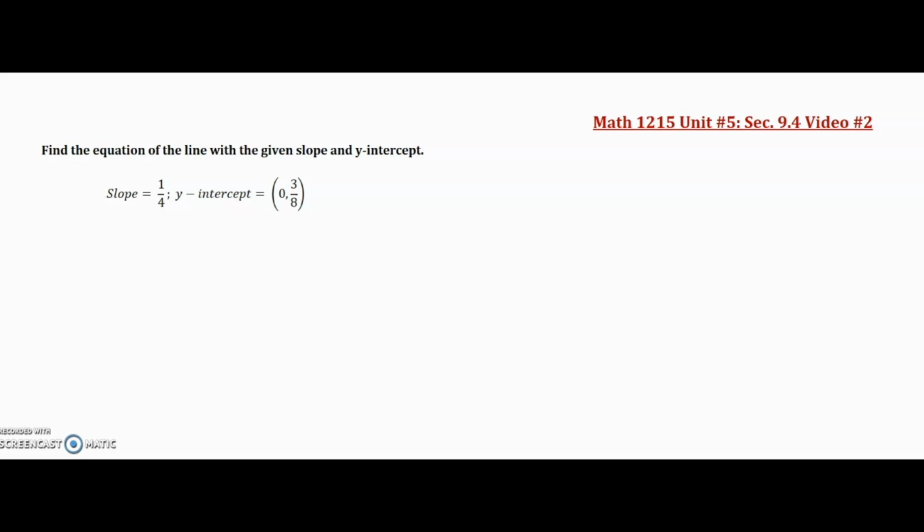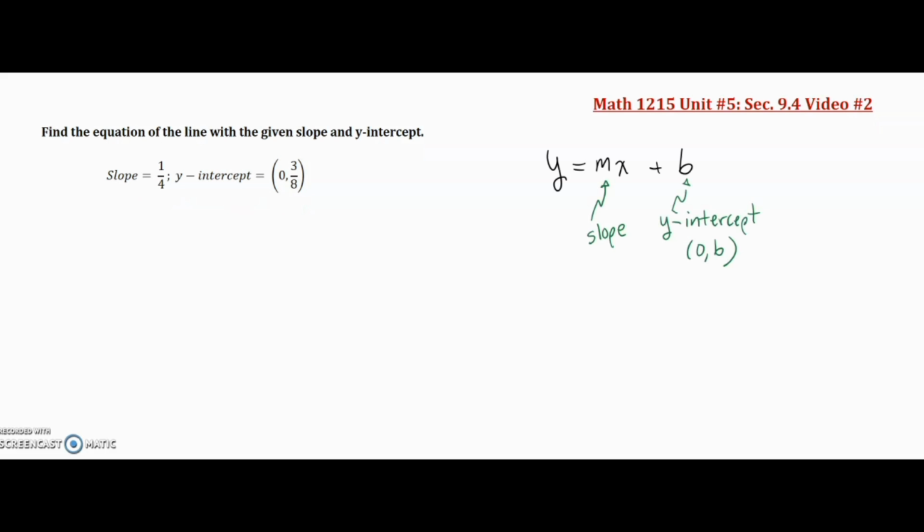So our first problem is to find the equation of the line with a given slope and y-intercept. So we need to write y equals mx plus b. M is my slope and b is my y-intercept. So let me see, what do I have? Well, I certainly have a slope. That's good. So I can get started.